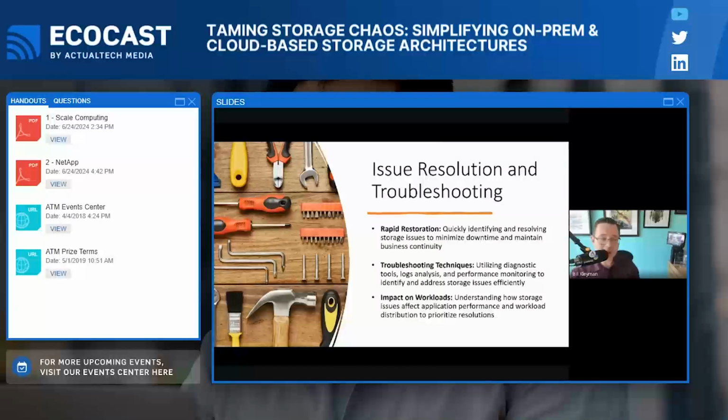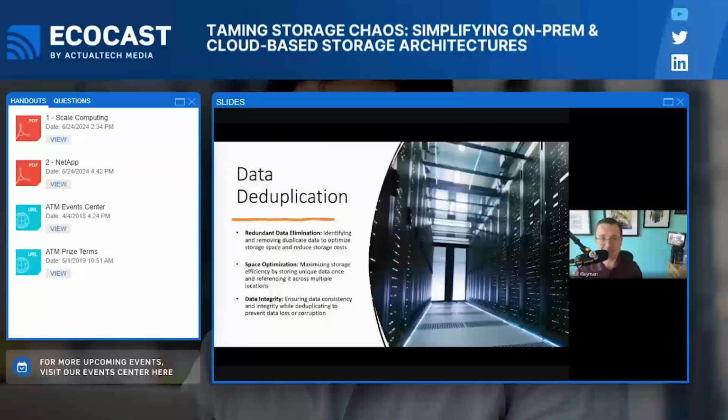Now, one of my favorite functions, and I'm going to be honest with you, you have to enable it. And sometimes when I still go into a storage environment, it's actually still disabled. Data deduplication, right? Your ability to actually remove redundant data points, duplicate data, to optimize storage space and reduce storage cost. This is a big one, right? Because you're actually optimizing what you have to work with and increasing data integrity, because you're preventing data loss or corruption since you don't have these multiple points of information just sitting out there.